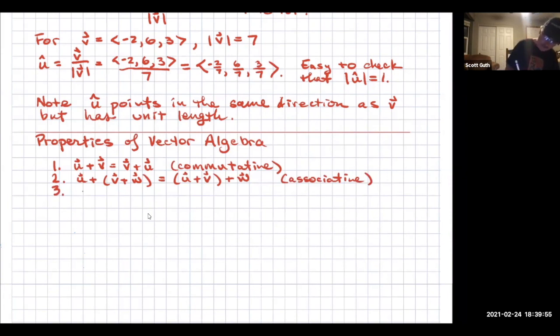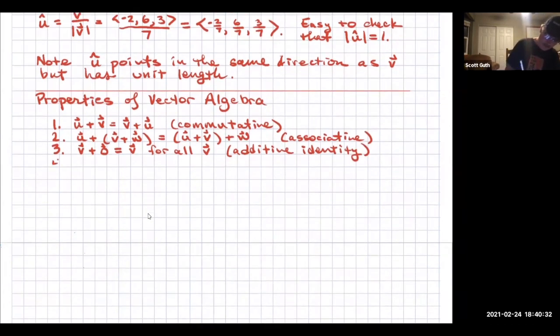Zero vector. Okay, so any vector plus the zero vector is the vector that you started with, v, for all v. That's called additive identity. Zero is what's called the additive identity. Adding a zero just returns the original vector. Next is additive inverse: a vector plus its negative, which we've defined before, gives the additive identity zero. So that one's called additive inverse.